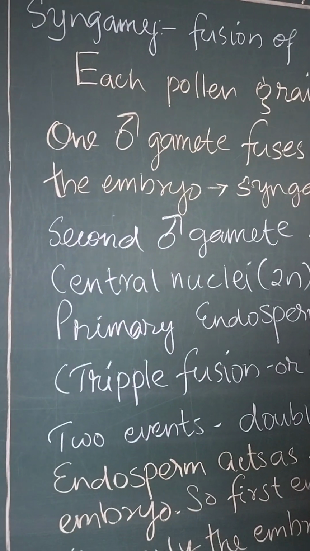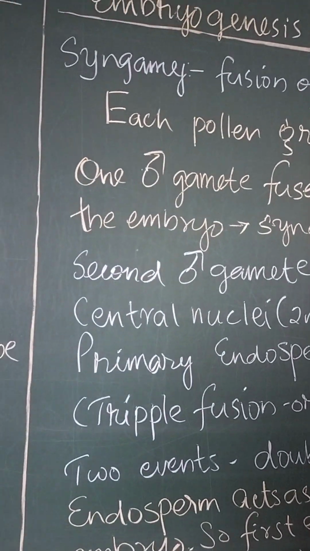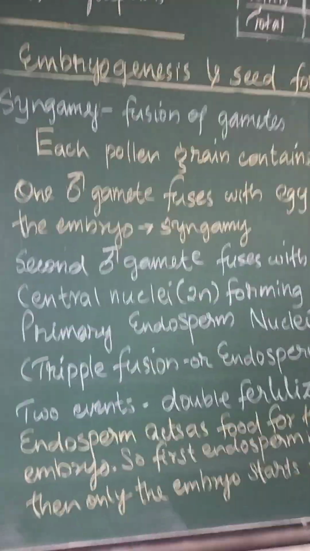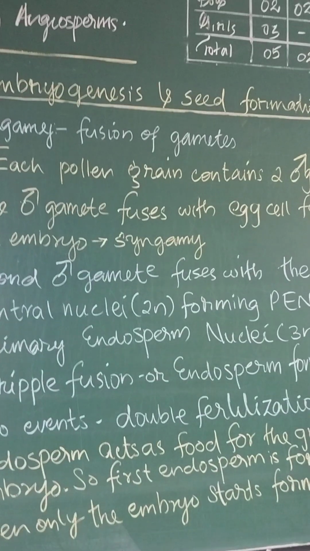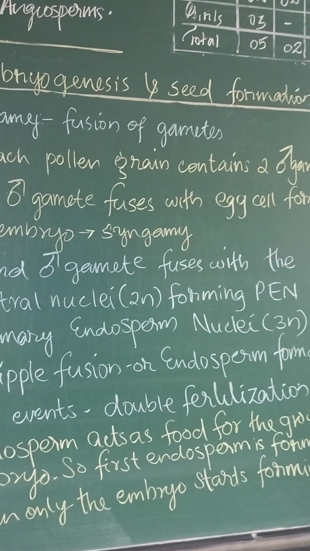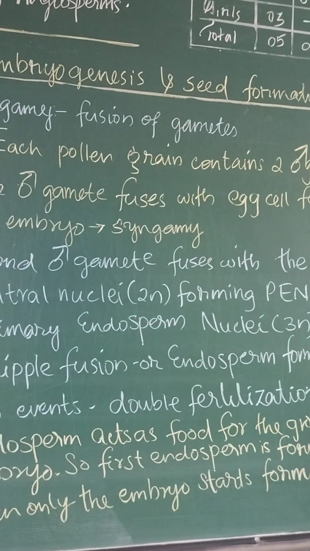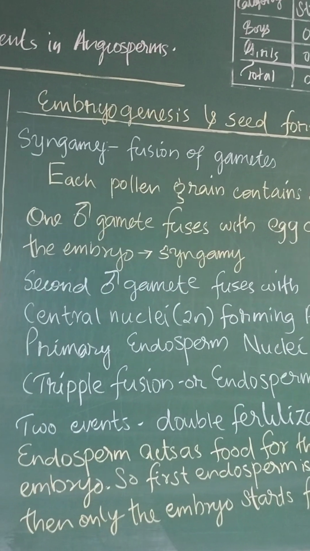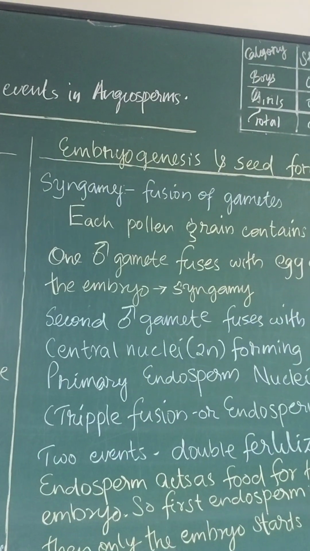And the other one is called triple fusion or endosperm formation, where the second male gamete will be fusing with the central nuclei to form the PEN, that is primary endosperm nucleus. That's why it is called a triple fusion. So three nuclei are involved in the fusion.